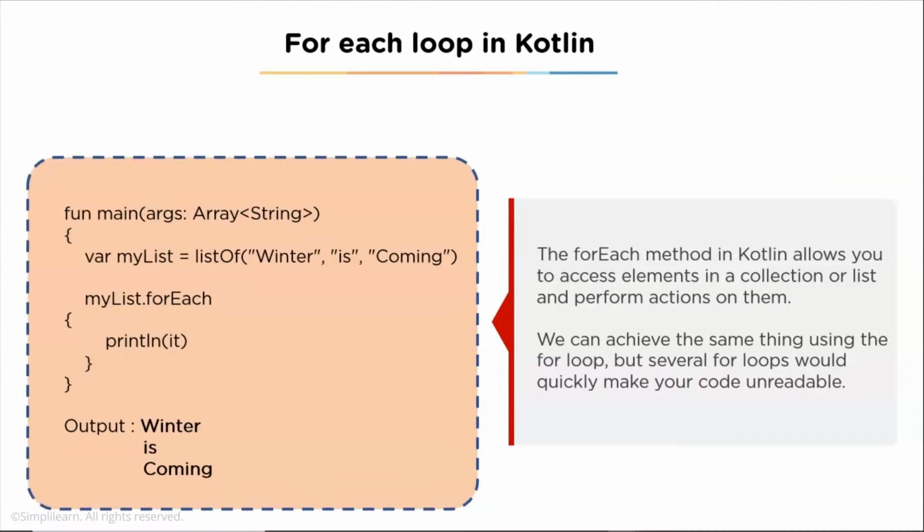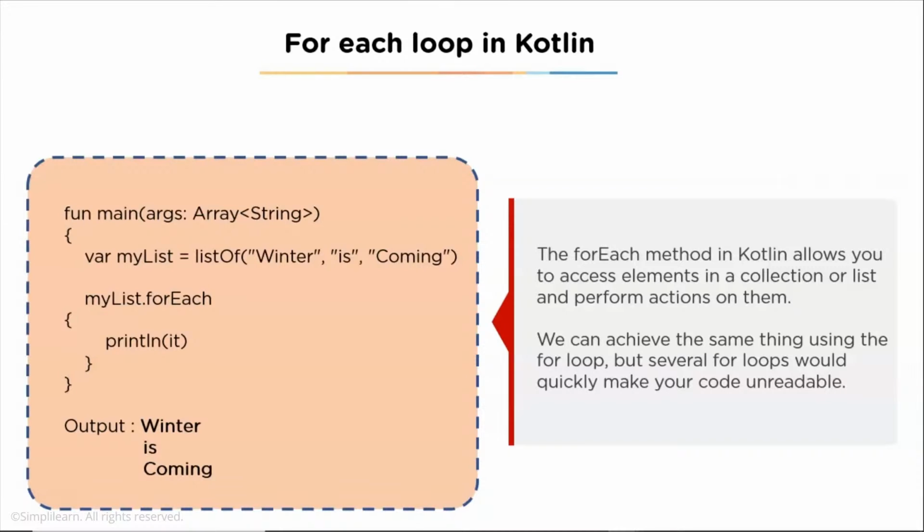As we can see in this example, there is a list named mylist, and like in arrays we use arrayOf function, similarly in list we use listOf function. The elements of the list are winter, is and coming. So there are three elements. First is winter, then is, then coming. So to print each element of the list, we will use forEach loop. As we can see, here we have used mylist.forEach, that is the forEach loop, and then we will print the iterator to print all the elements of the list.